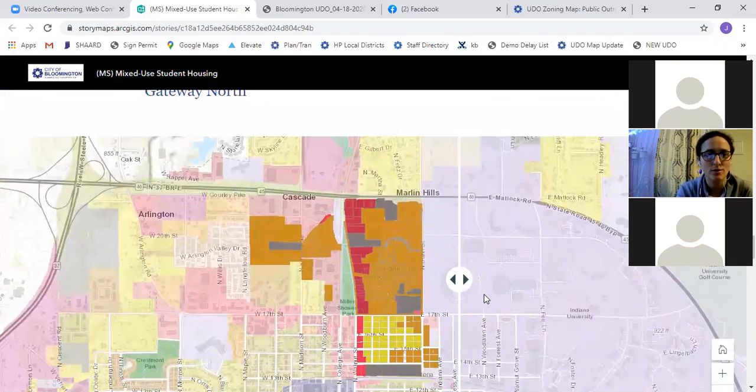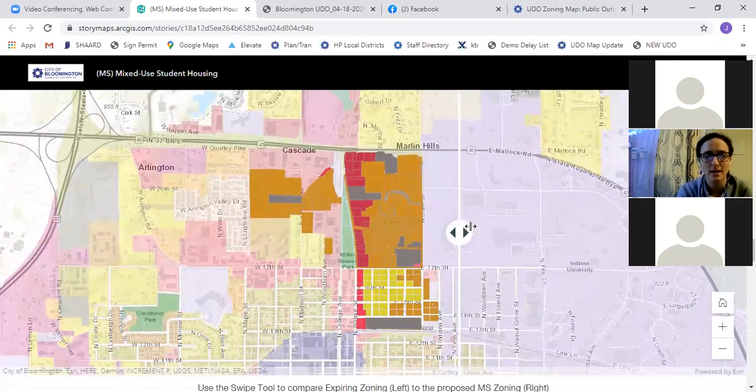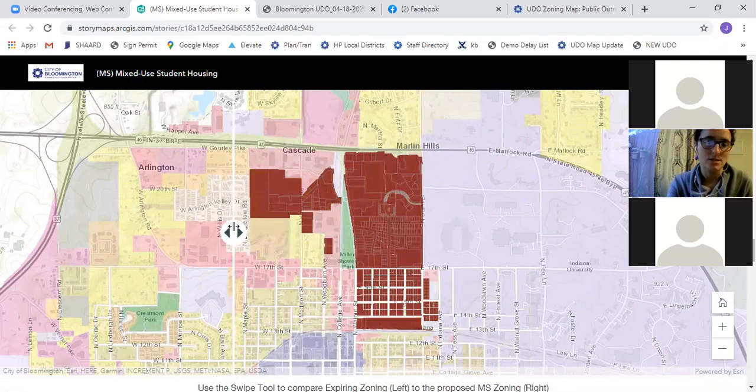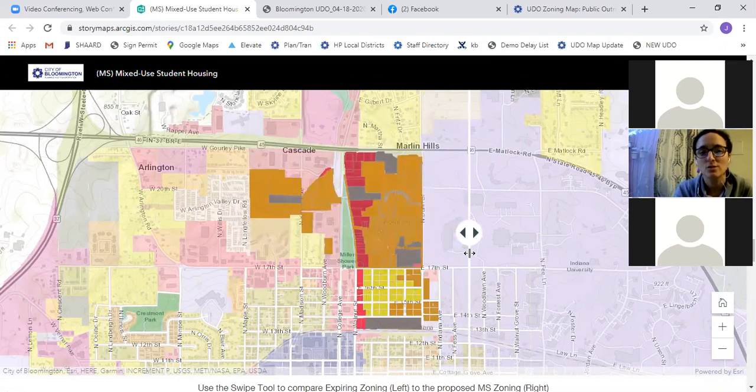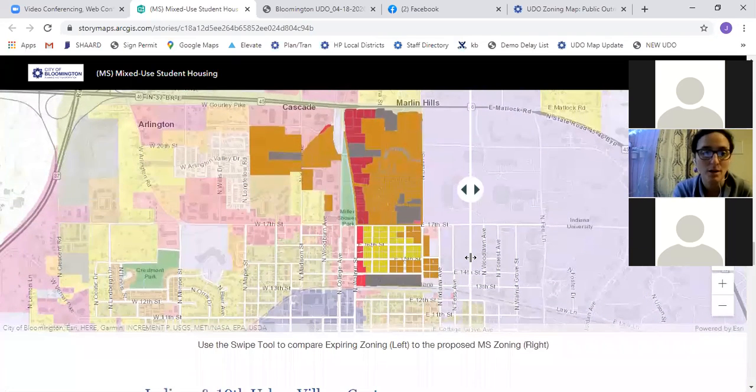Okay, so Gateway North, this is the existing zoning for that area. You can see a traditional detached dwelling zoning down here, multifamily dwelling up here with commercial along Walnut. And then you can slide over to see the areas that we are proposing to go to mixed use student housing. Something of note is that many of the uses already here are permitted by these districts are also permitted in student housing, which I showed the use table at the beginning.